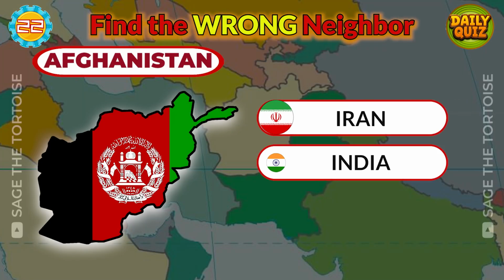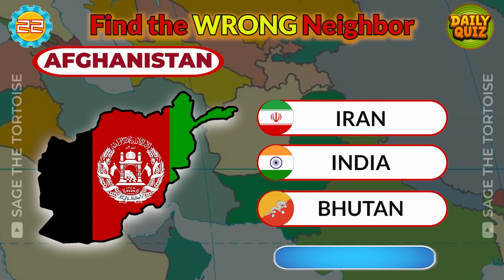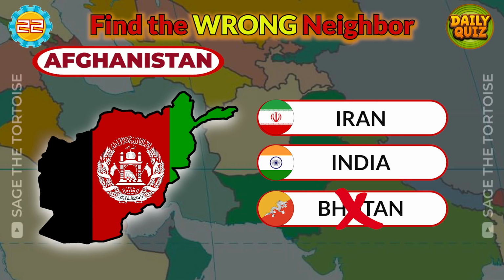Afghanistan borders Iran, India, and Bhutan. Which one is wrong? The answer is Bhutan.